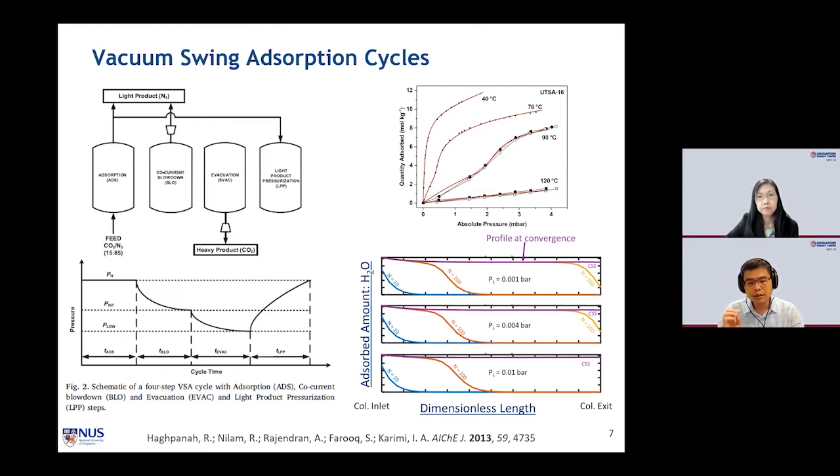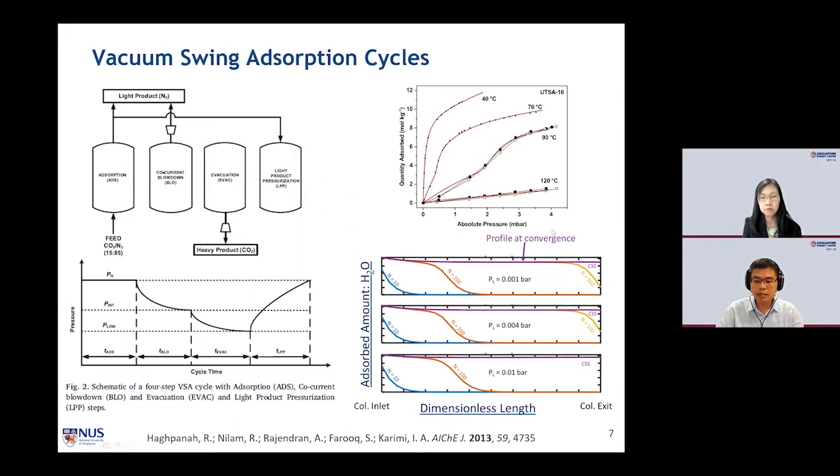However, in the presence of moisture, you have a different result. Shown here, these are the water isotherms of UTS-16. So you can see that this is the pressure and this is the amount of water vapor being adsorbed. You can see that this material actually is quite hydrophilic. At 40 degrees C, you can see a very rapid adsorption of water. So once water gets adsorbed in the material, the water will occupy the limited adsorption sites for CO2. So that will reduce the CO2 uptake capacity.